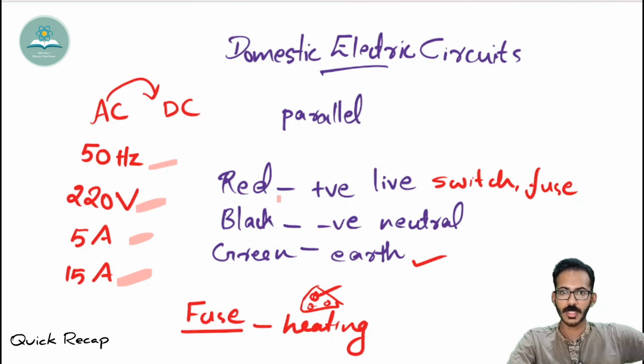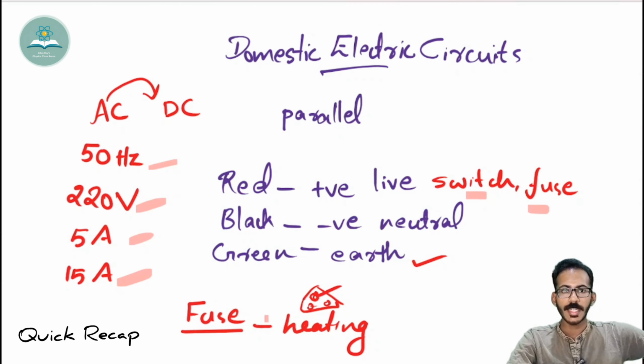We have three different colors of wires. Red color stands for positive or live wire, black is negative or neutral wire, green is earth wire. Red wire is usually connected with switches and fuse. Green wire is the earth wire, which can save us from electric shocks. Electric fuse works on the principle of heating effect of electric current.